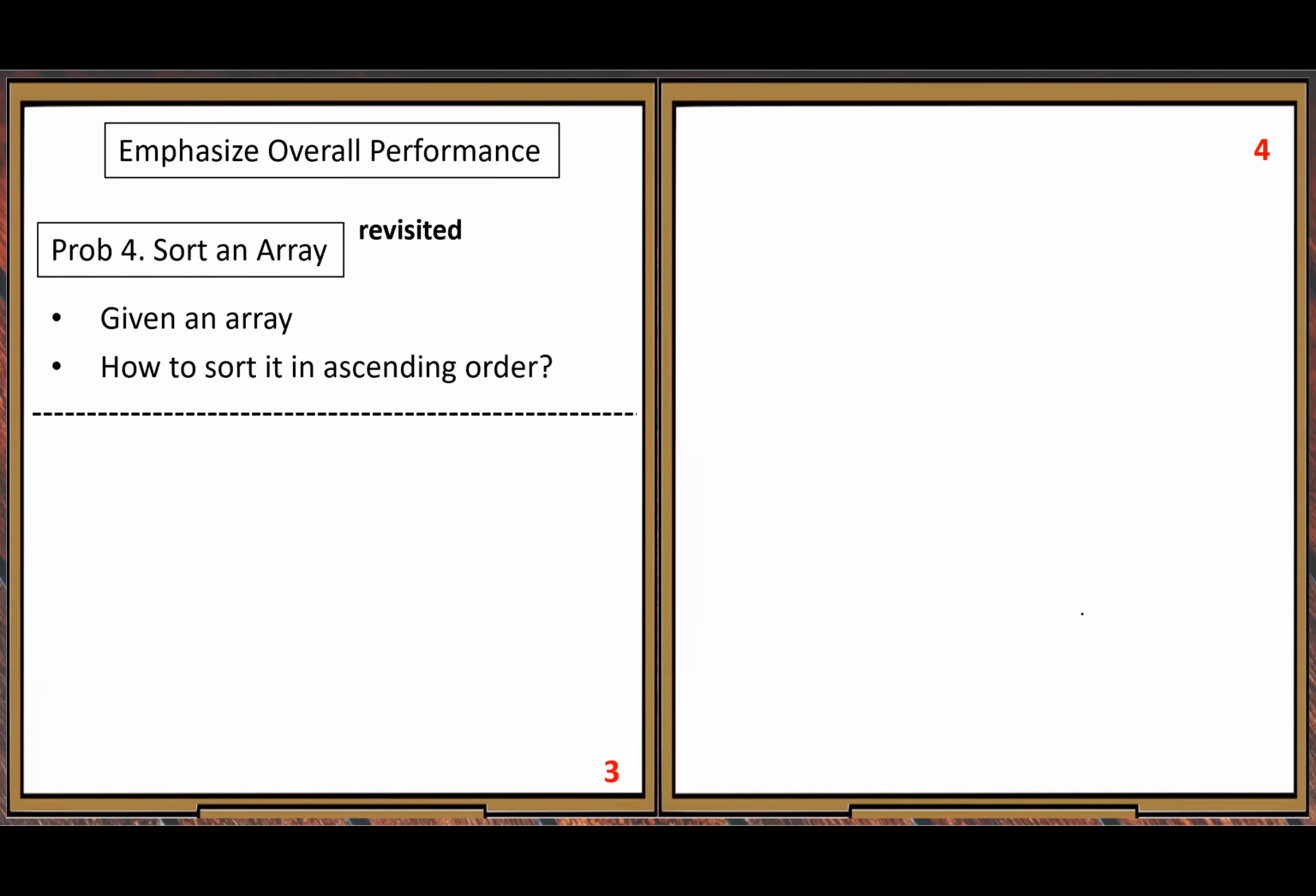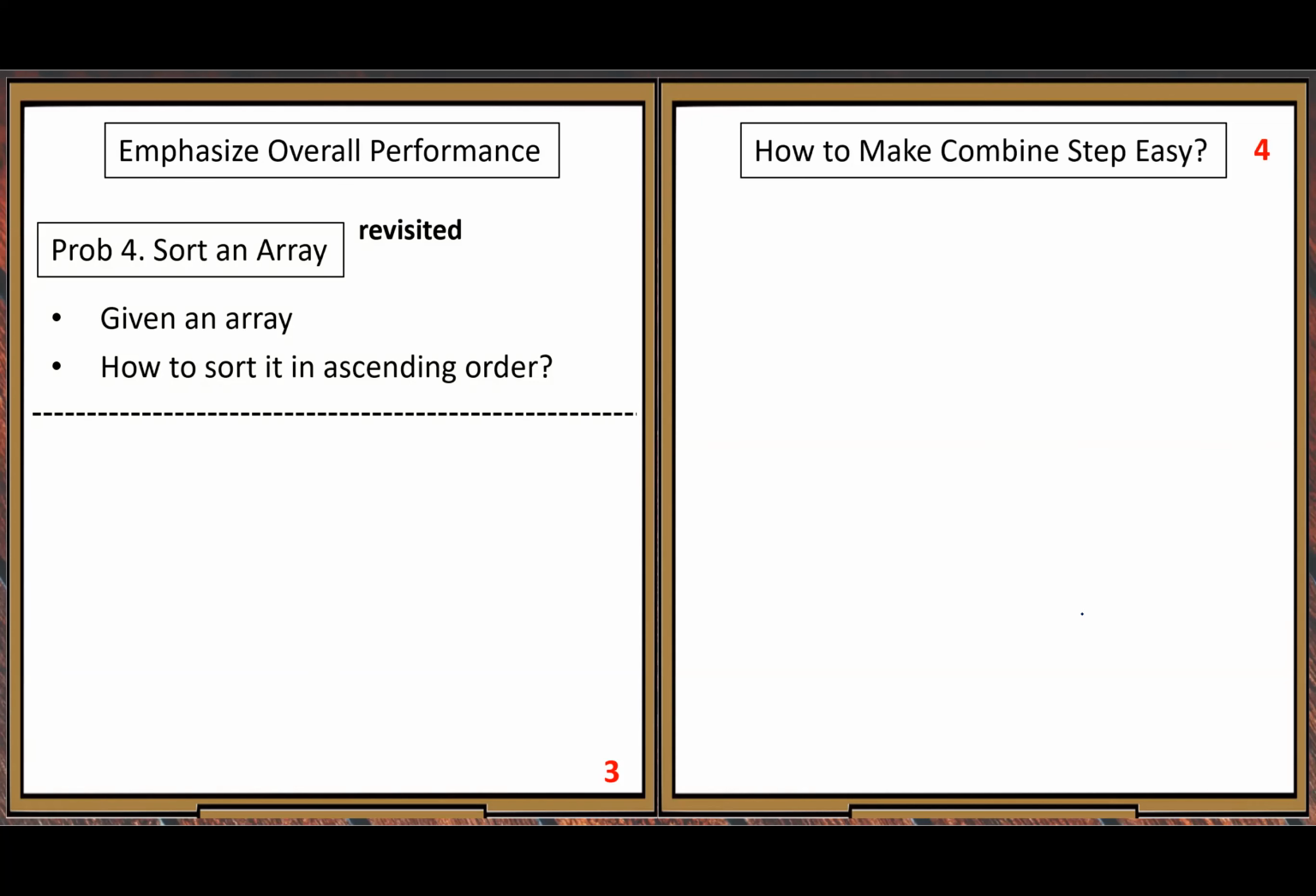Next we need to look at the implementation details. How to make the combine step easy? Let's start from there, because the combine step is big theta of 1. So our goal, let me write here, our goal, big theta of 1.